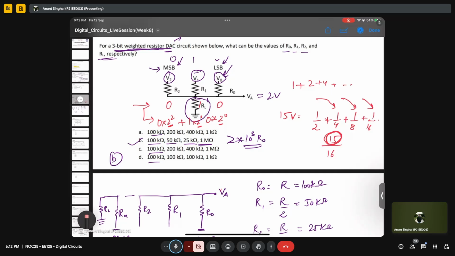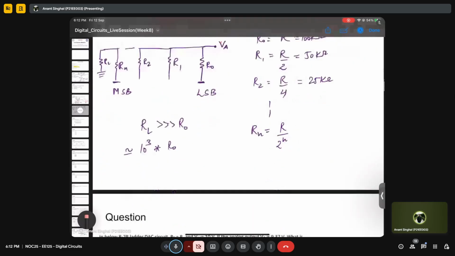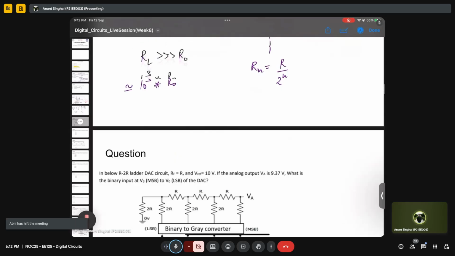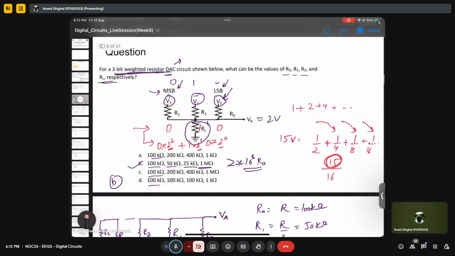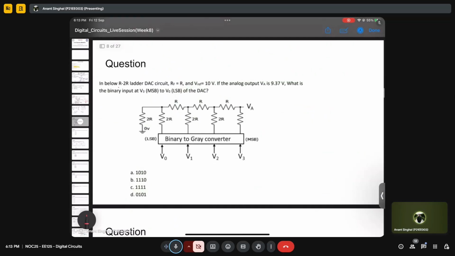Yeah. So later you will see some numerical examples that will clear why we are doing this R and 2R, halving by one bit. Okay. So the first type of DAC that we saw was a weighted register DAC. So we have one more DAC in our lecture, that is the R2R ladder DAC.